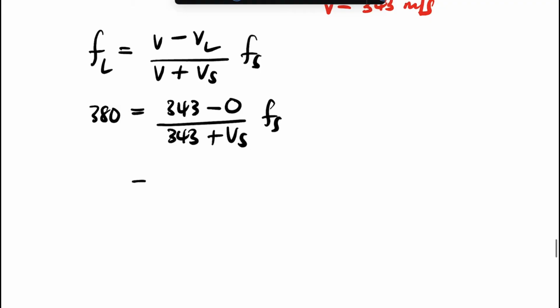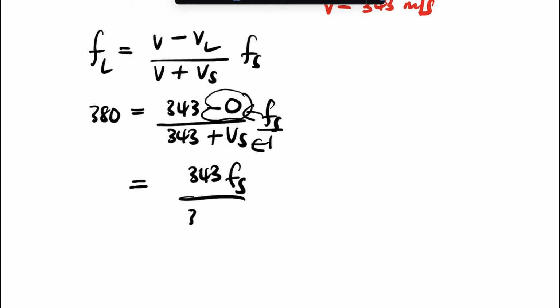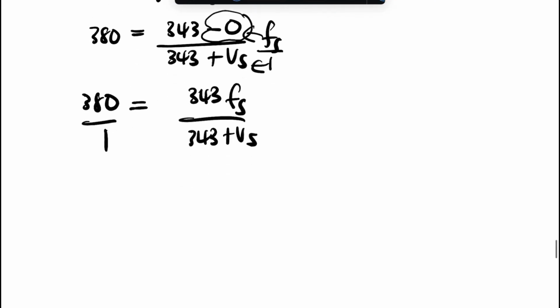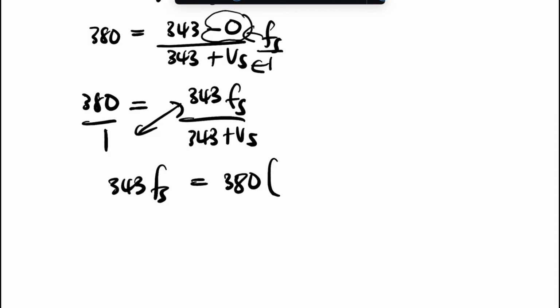Okay, I'll do the same thing again here. So it's 343 times Fs, because this is going to be 0, so I'll just times that, and then there's 1 there, I'll times that with 1. So it's 343, guys. That's maths. Do not embarrass your maths teacher. So I'll cross multiply. You have 343 Fs is equal to 380 open bracket 343 plus Vs. Right, this will be equation 2.